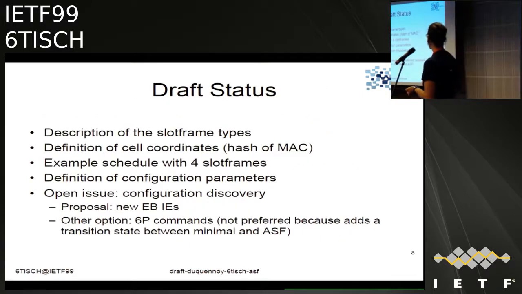This is the structure of the draft, so we have a description of different slot frame types. We have a definition of how the coordinates of the cells are computed. We have an example schedule with four slot frames. We have a definition of all the configuration parameters.